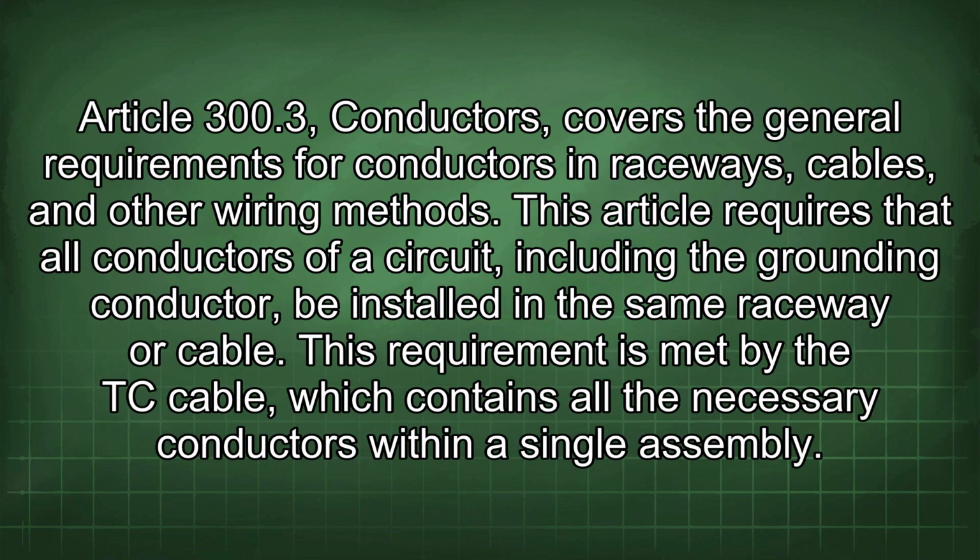Article 300.3, Conductors, covers the general requirements for conductors in raceways, cables, and other wiring methods. This article requires that all conductors of a circuit, including the grounding conductor, be installed in the same raceway or cable. This requirement is met by the TC cable, which contains all the necessary conductors within a single assembly.